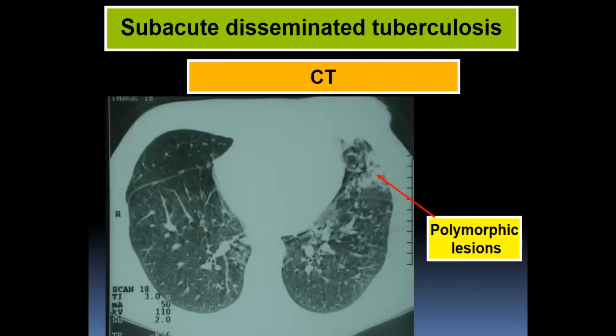CT scan. In this layer on CT scan, we can see many focal shadows joined together, fused together in groups, and form infiltrate as a result of fusion of shadows.